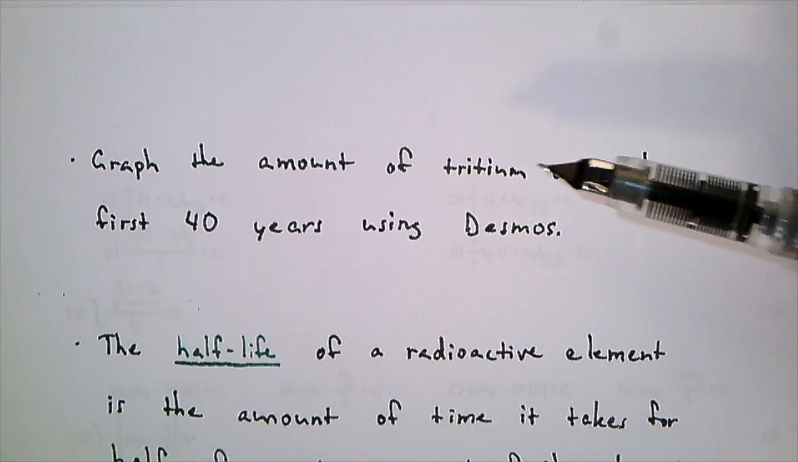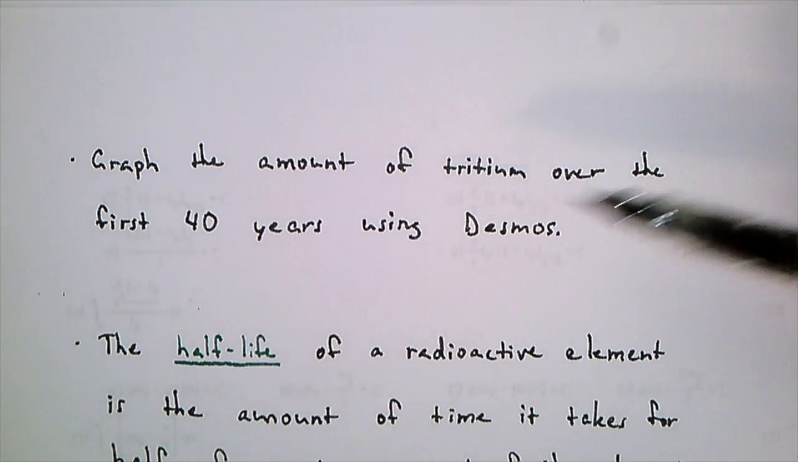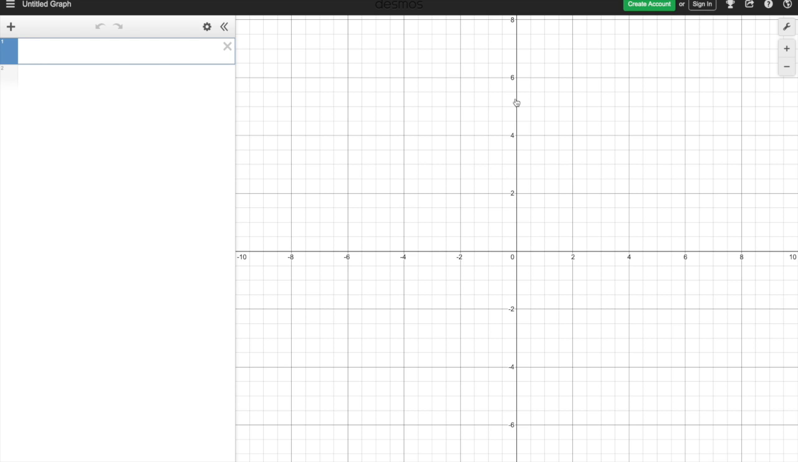Next, we'll graph the amount of tritium left over for the first 40 years using Desmos. Open a web browser with desmos.com and hit the Start Graphing option. And now we'll just enter our formula. So this is G, let's just use a capital G to be consistent, and then 50 times 0.945 to the t power.